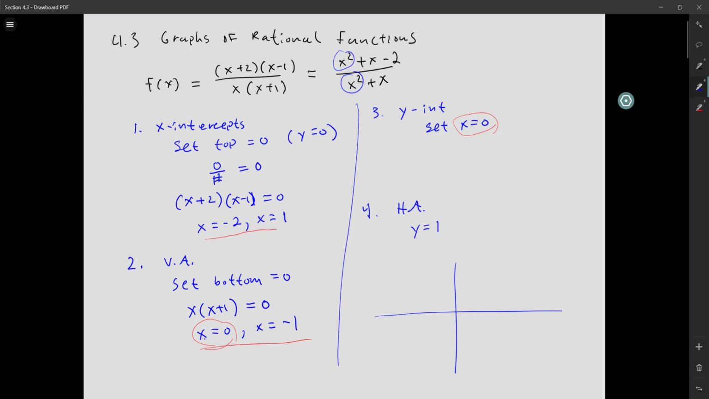I have x-intercepts at 1 and minus 2. I have vertical asymptotes at 0, so that will be the y-axis, and at minus 1. So I'll leave a dotted line there. I didn't have a y-intercept because that's one of my asymptotes, and my horizontal asymptote is going to be y equal to 1. So that goes across here.